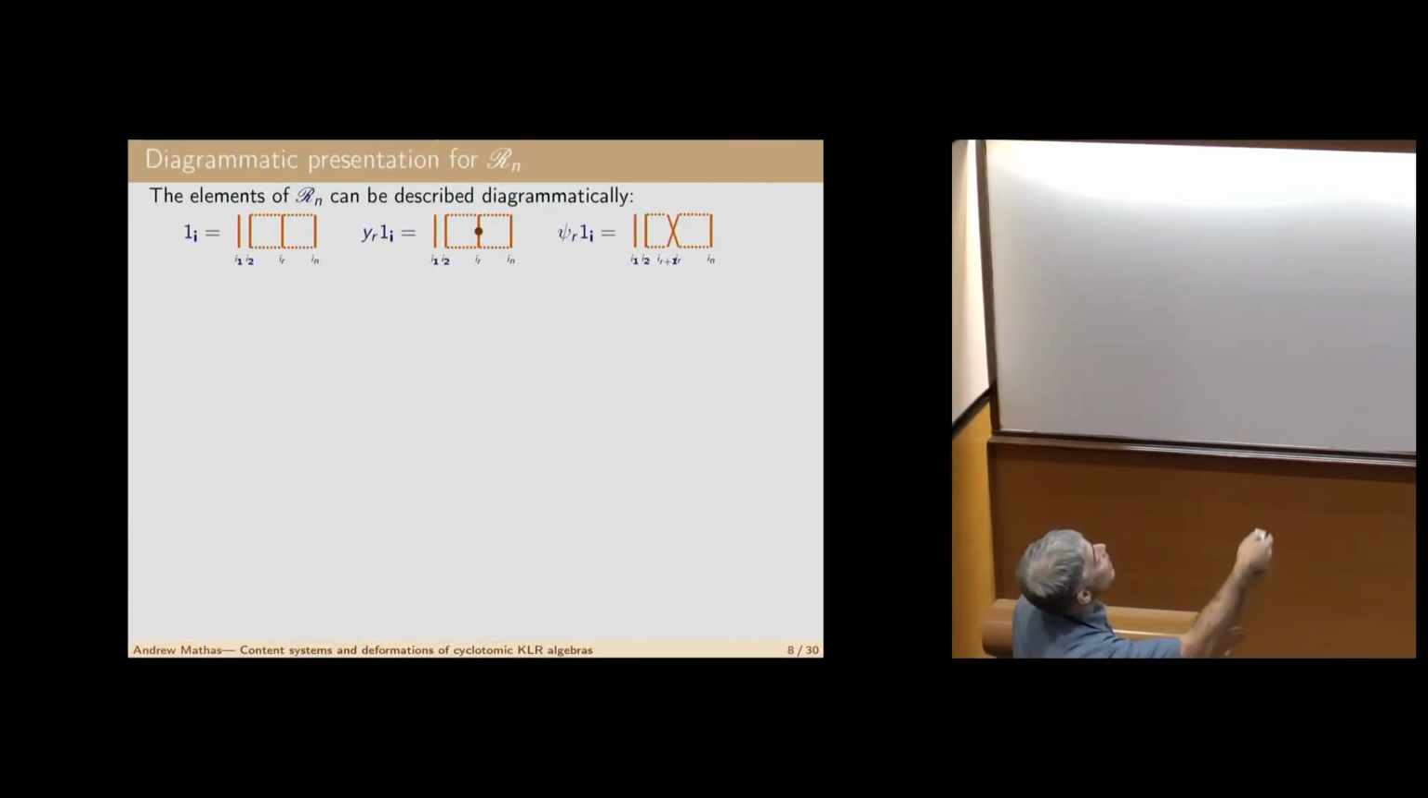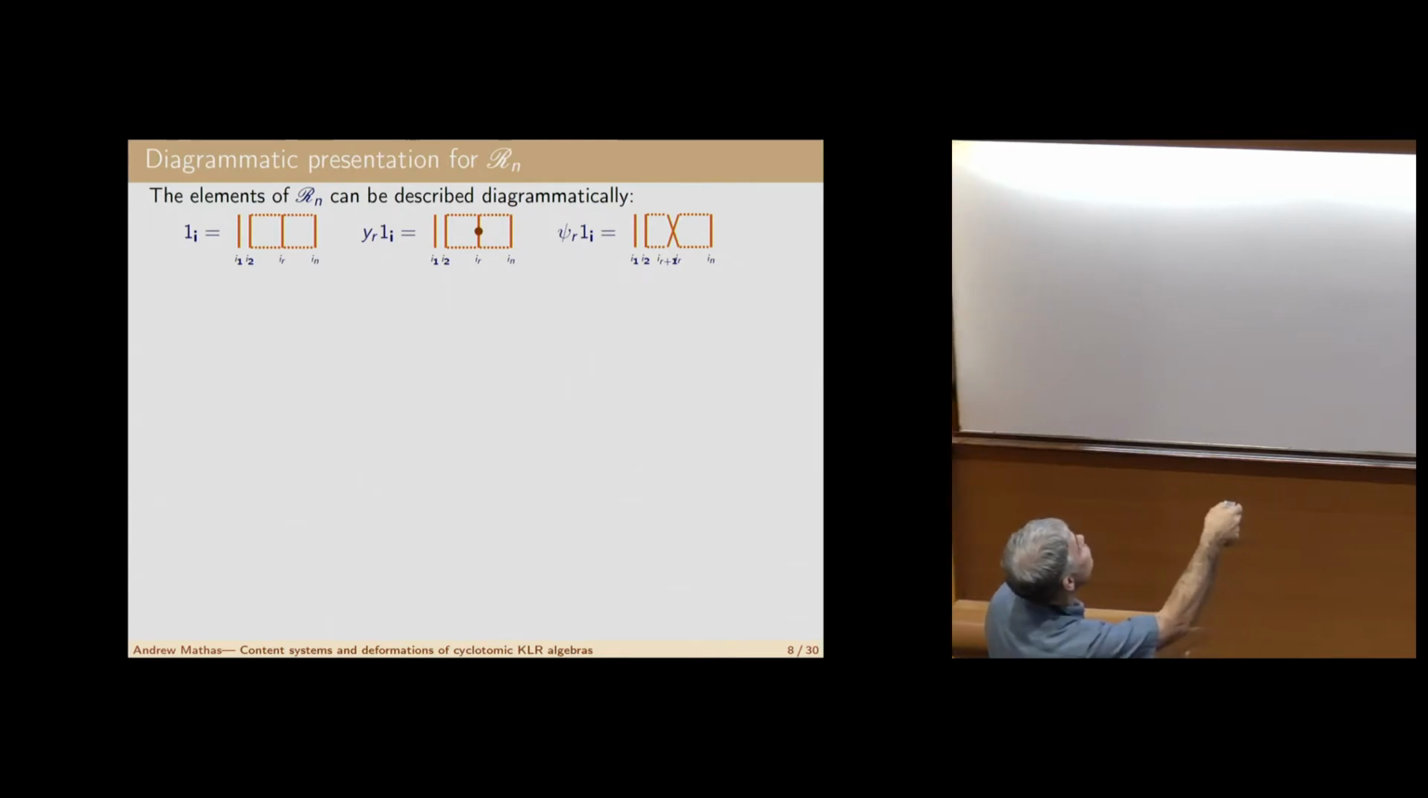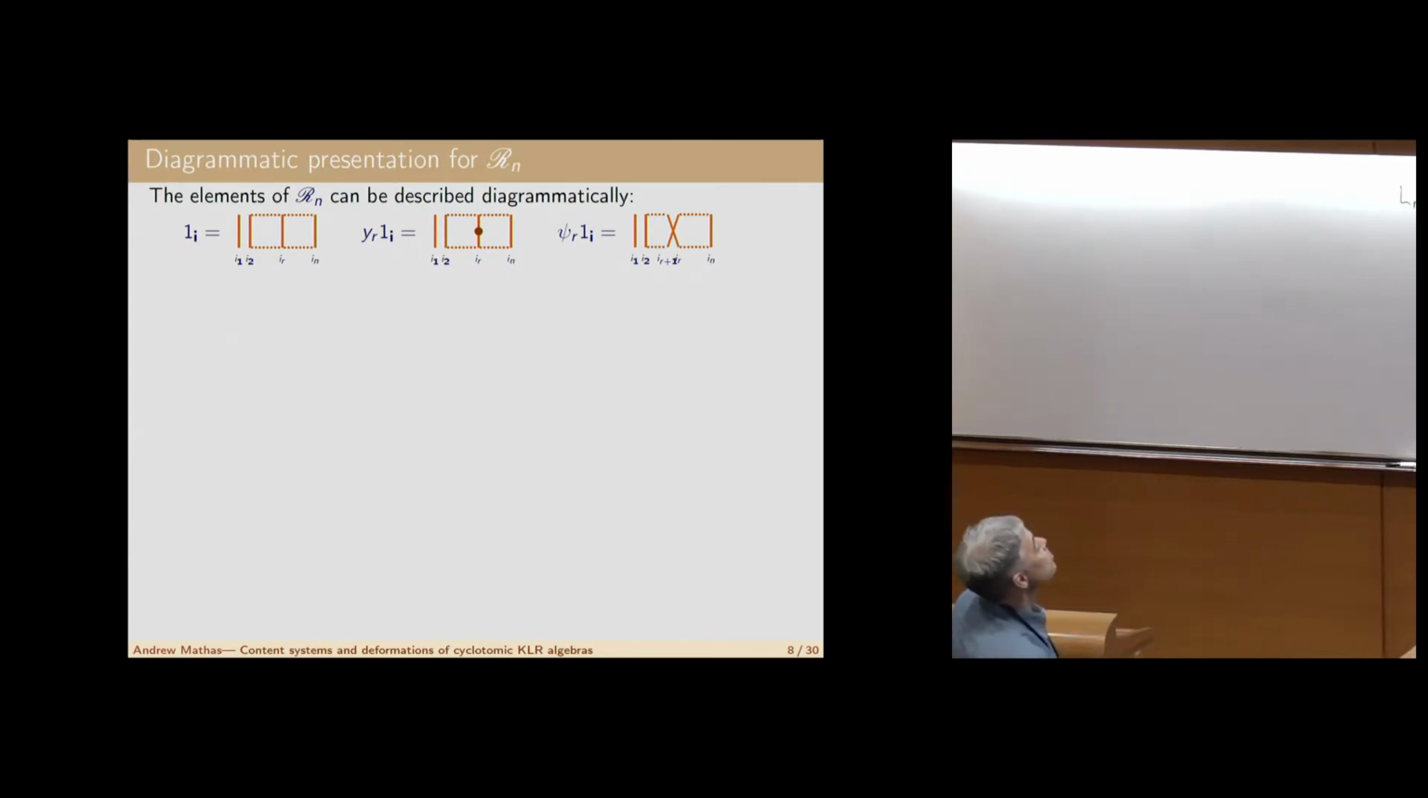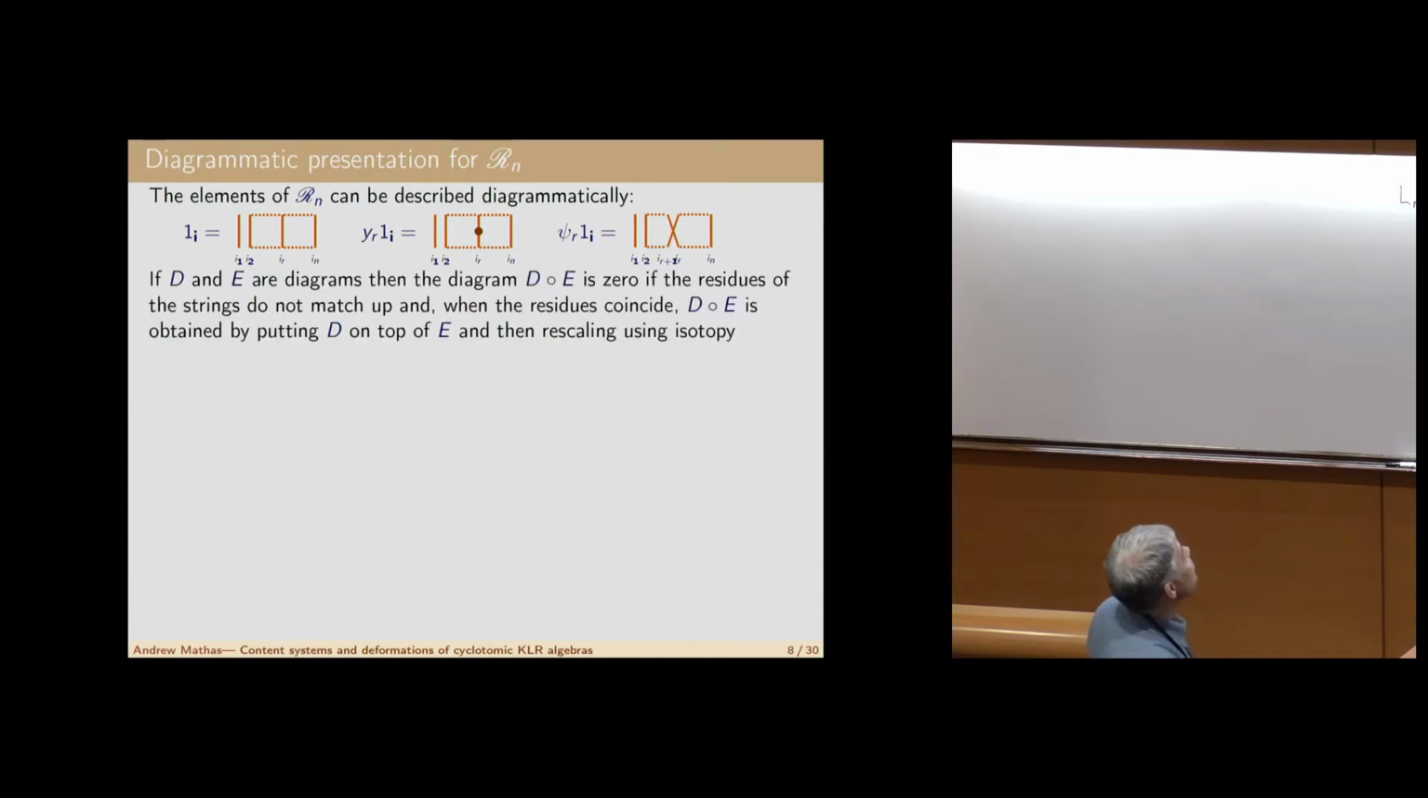It's useful to think about the relations in terms of diagrams. So I can think about my idempotent as just being a bunch of vertical strings where I've got the residues in I labeling the strands. The y, I just want to put a dot on the rth string, and the psi I can think of as crossing two strings. I want to push this because towards the end I need to generalize this.